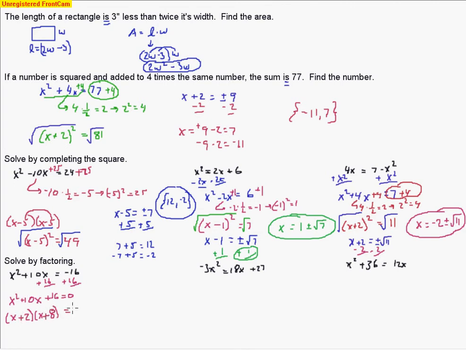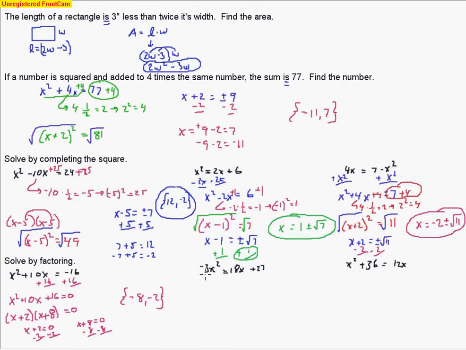And so now I need to solve. To solve, I use that zero product property. So I set the two factors equal to 0, and I go ahead and just do an opposite operation. So I'm taking away 2 from both sides. Here I'm taking away the 8 from both sides. And so I end up with those two answers. Negative 8 and negative 2 are the two x-intercepts, two values of x when y is 0.